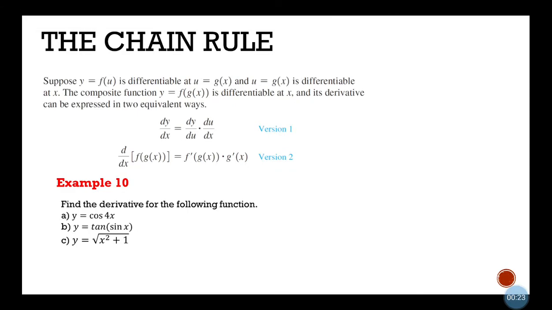For the chain rule, suppose y = f(u) is a function that is a composite, where f is differentiable at u = g(x) and u = g(x) is differentiable at x. I know this is a bit hard to understand in words, so I think it's better we have some example.